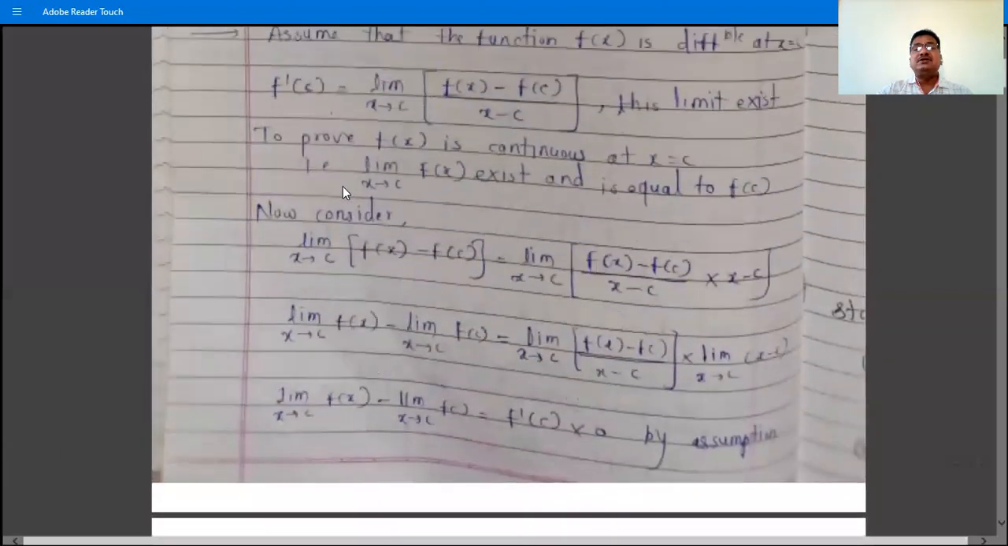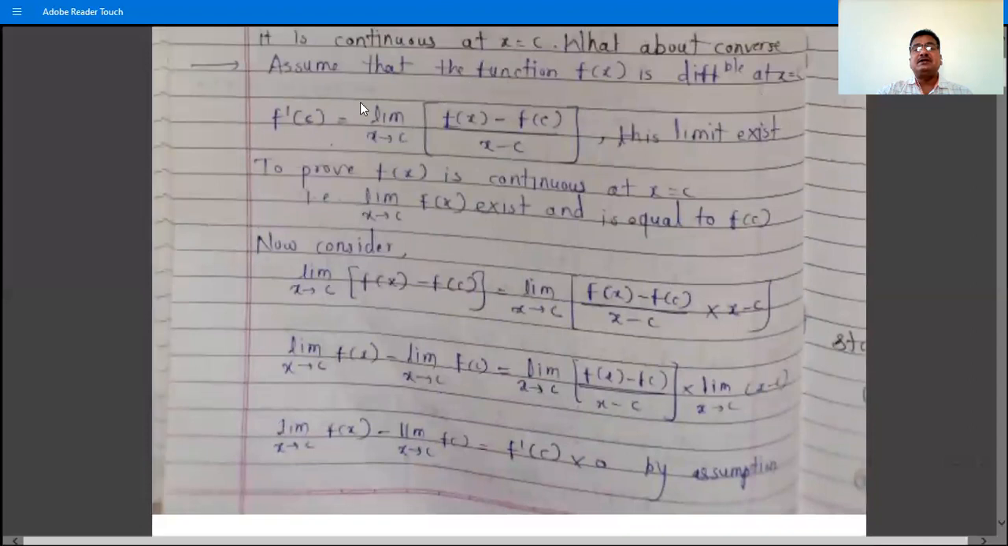Now consider, we have to show this. Consider the limit x tends to c of f(x) minus f(c). So we start from this. Now we have to show that limit x tends to c f(x) exists and is equal to f(c). So for that, start from this step: consider limit x tends to c f(x) minus f(c).